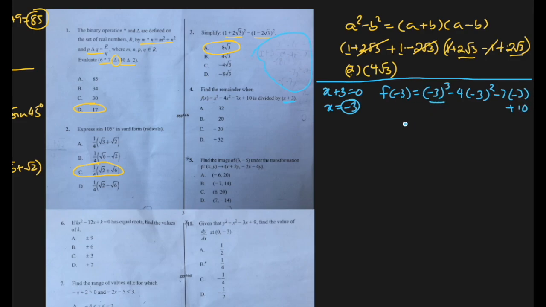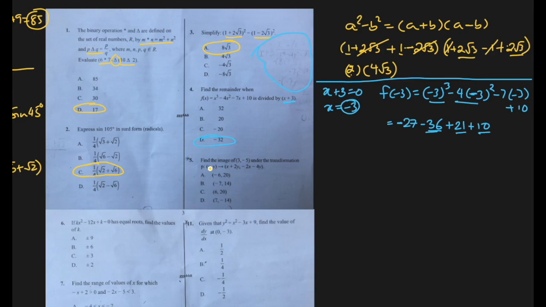Alright, this is minus 27. This will be 9 times 4, positive 9, okay, because of the square. 9 times 4 is 36, plus 21, plus 10. 21 plus 10 is 31, minus 36 is negative 5, and this is negative 27, negative 5, negative 32. This is the answer in this case.